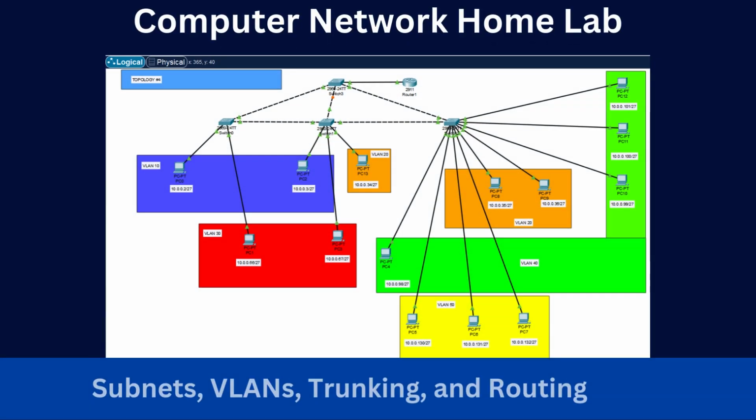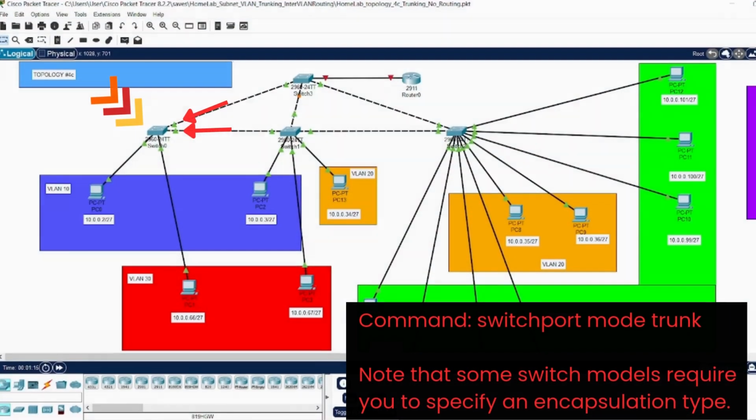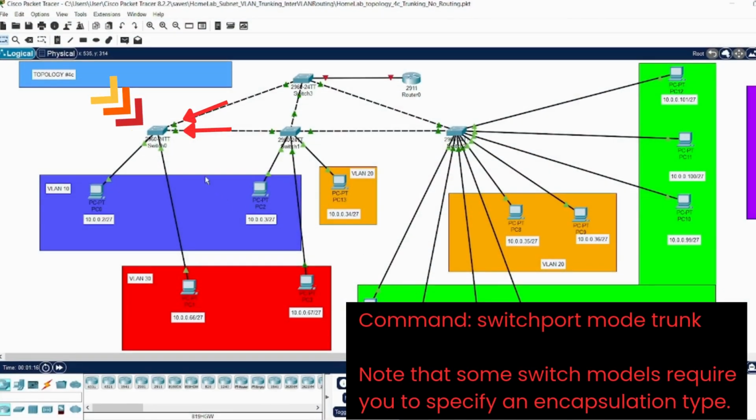This lab covers trunking. In the previous video, I demonstrated how the use of VLANs requires the configuration of trunking if the VLAN spreads across various switches. In this video, trunking has been configured on all switches. Let's take switch 0 as an example.